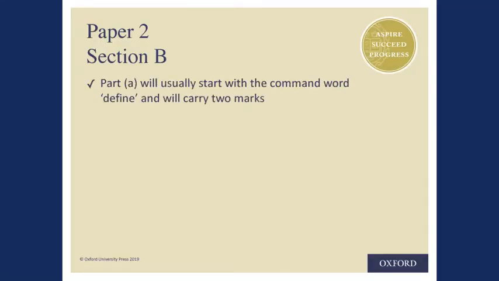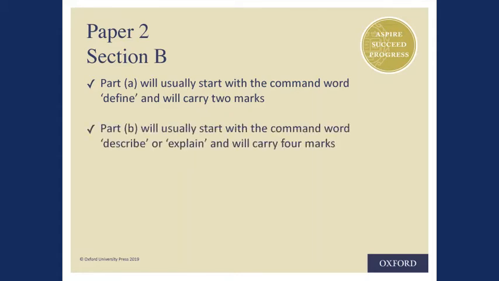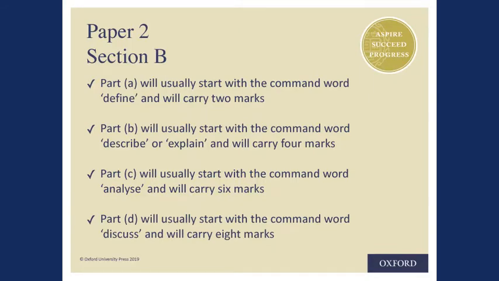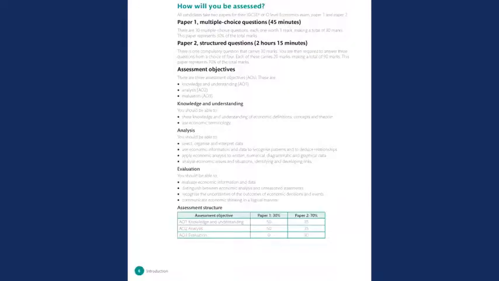Part A will usually start with the command word define and will carry 2 marks. Part B will usually start with the command word describe or explain and will carry 4 marks. Part C will usually start with the command word analyze and will carry 6 marks. Finally, Part D will usually start with the command word discuss and will carry 8 marks. The meanings of each of the command words are now included in the new syllabus on page 23.